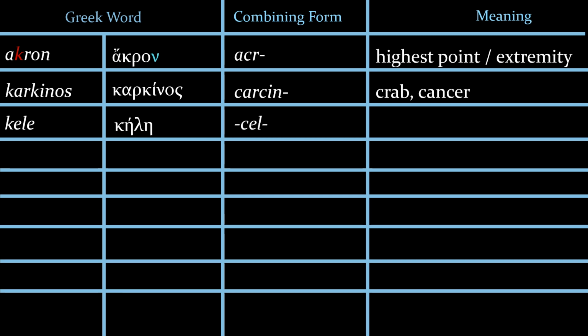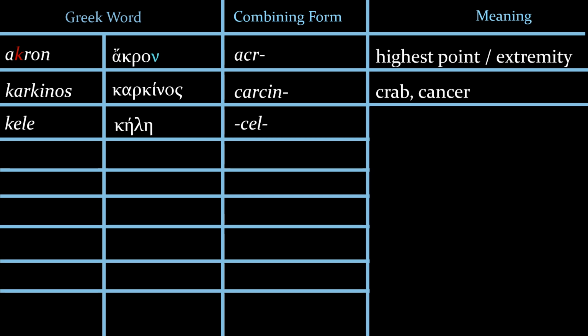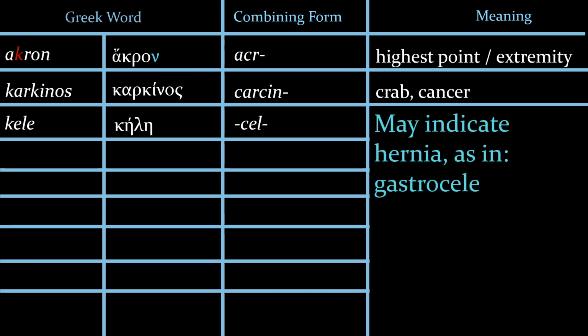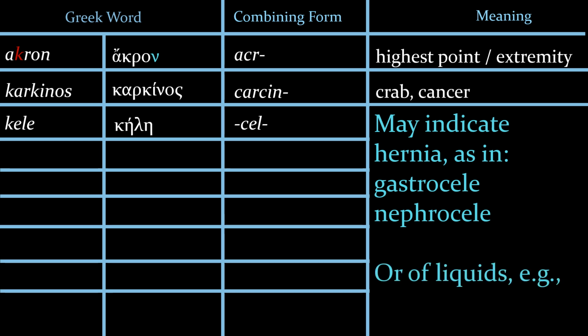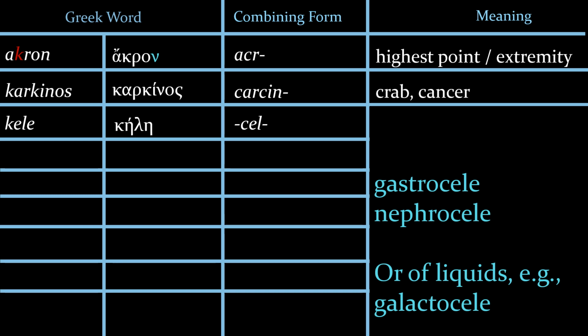Next, we have kili. Okay, kili, there's the Greek. And we'll get CEL or CELE, seal. And this pertains to a hernia or a tumor. So when it's a hernia, you might see something like gastrocele, nephrocele, which you probably can figure out is connected to a kidney, because we've had nephro many times already. It's also used when talking about liquids, things that are full of liquid, like a galactocele, and we'll actually see those later in this video.